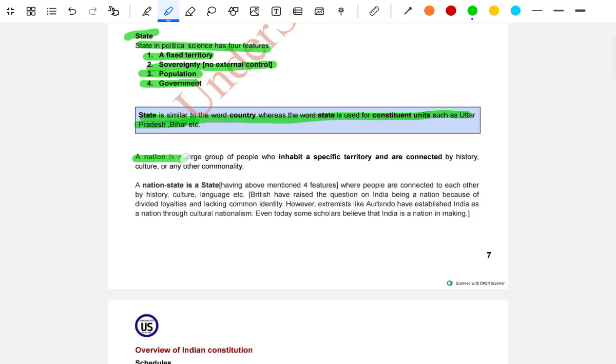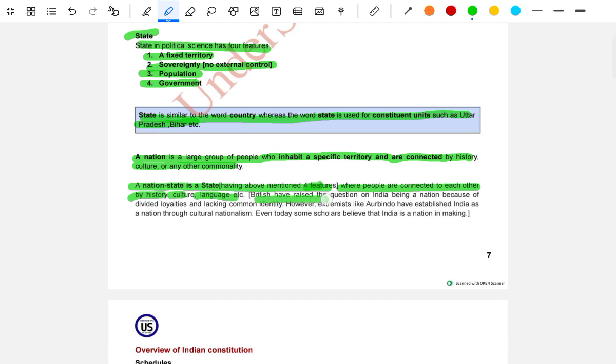A nation is a large group of people who inhabit a specific territory and are connected by history, culture, or any other commonality. A nation state is a state having the above-mentioned four features. First, a fixed territory. Second, sovereignty. Third, population. Fourth, government. It features people who are connected to each other by history, culture, language, etc.